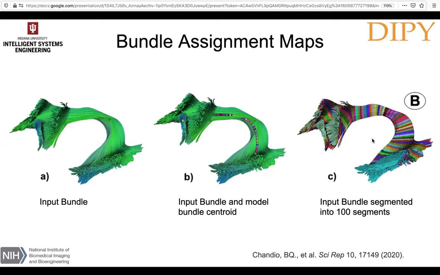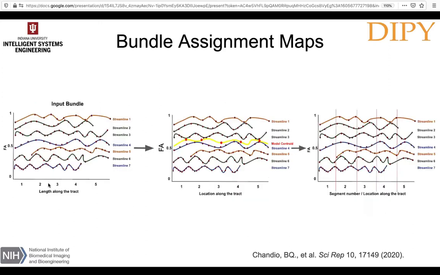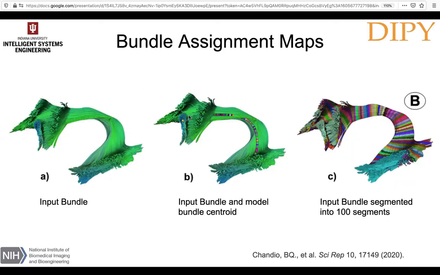And then we create these segments. In this case, we are creating 100 segments. So how do we do that? We can look at this one here. So let's say this is our input data where we have these streamlines, 7 streamlines from a bundle. And then this yellow one is the model bundle centroid, which was, in this case, this one.